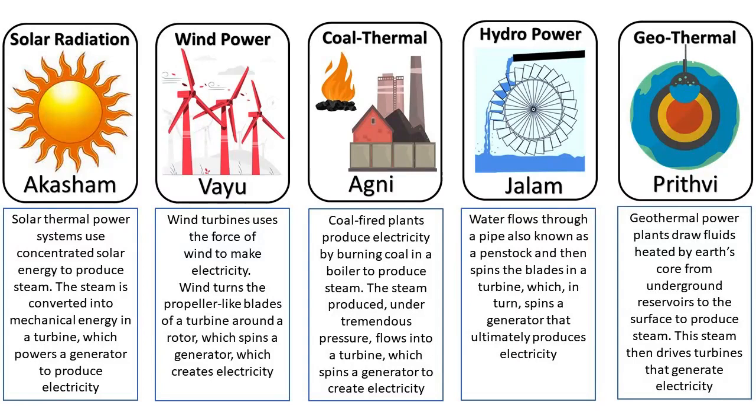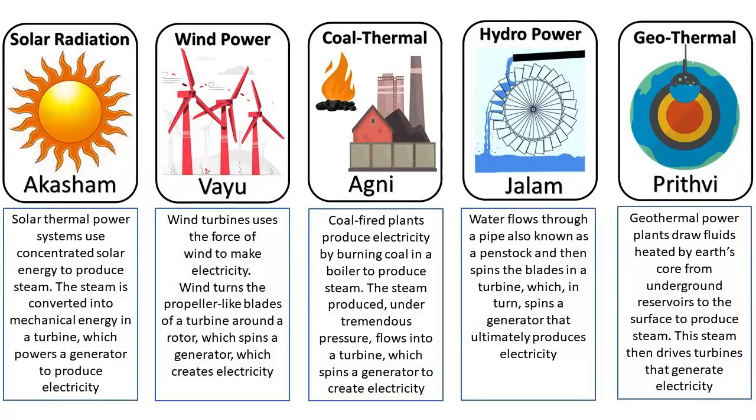This steam, produced under tremendous pressure, flows into a turbine which spins a generator to create electricity. Mind you, this is not the cleanest method to create electricity, so we're transitioning from coal-powered plants to other renewable sources. The fourth one is hydropower generation plants, which represents the Jalam element.